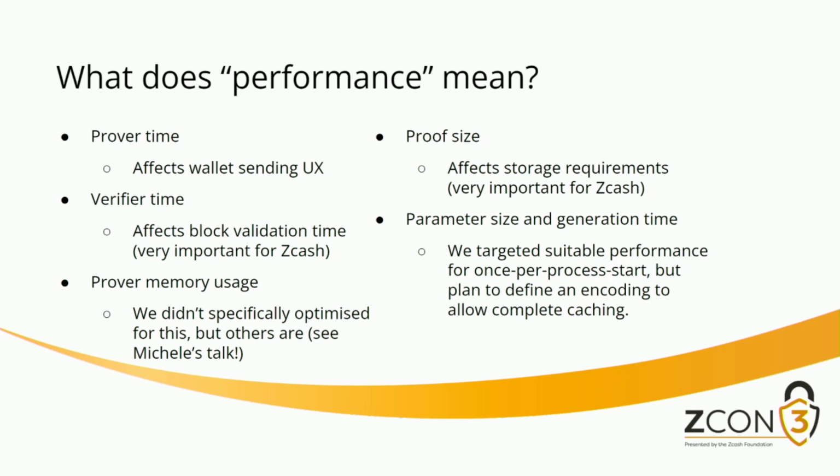can matter if you're trying to generate your circuit parameters live, which is what we currently do, or if you're trying to store them. And then prover memory usage can also matter for constrained environments. We didn't specifically optimize it for our circuit, but for Halo 2 it is something you may want to take into account. And actually, there was a really good talk on the first day by Michele, I think it was called Gemini, that you should go watch for more about interesting prover memory stuff.